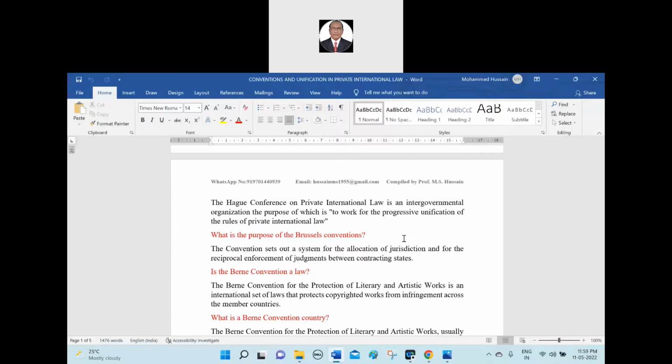So what is the purpose of the Brussels Convention? The convention sets out the system of allocation of jurisdiction and for the reciprocal recognition and enforcement of foreign judgments in commercial and business matters. And we read above that these conventions also give the same importance to the recognition and enforcement of foreign judgments in civil and commercial matters, as does the Lugano Convention.